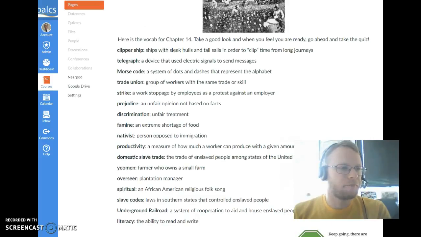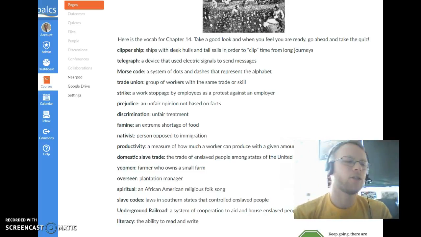Clipper ship: ships with sleek hulls and tall sails in order to clip time from long journeys. They're really fast sailboats. Telegraph: a device that uses electric signals to send messages. Morse code, a system of dots and dashes that represent the alphabet, was typically sent over the telegraph.